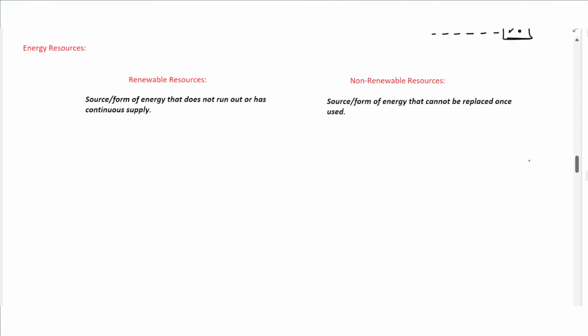The last section is about the energy resources, types of energy resources or sources of energy. A renewable resource is a source that has a continuous supply of energy, or that does not run out, or that can be replaced once used. A non-renewable source of energy is a form of energy that will run out once used, or there is no continuous supply or it cannot be replaced once used.